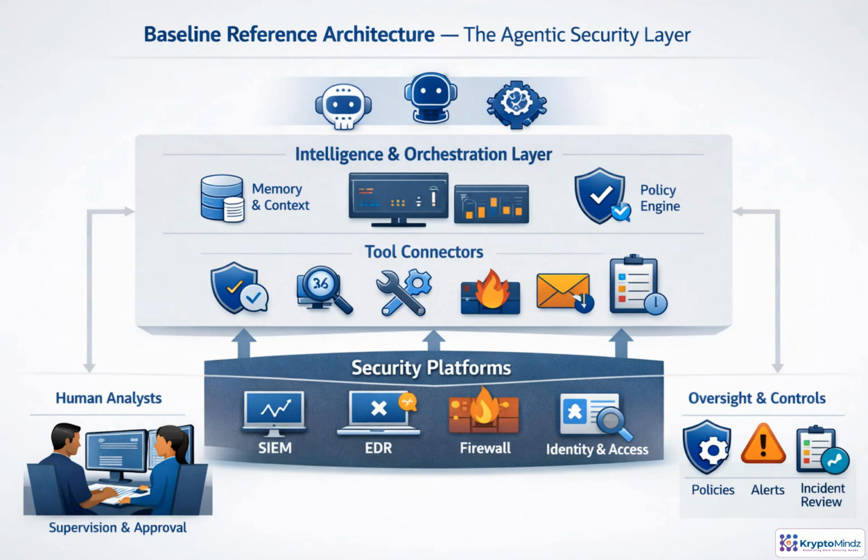Think of the agentic layer as a controlled decision layer, not a replacement for your security stack. SIEM, EDR, identity, firewalls, and ticketing systems remain the systems of record and enforcement. Agents sit above them, pulling context, reasoning over tasks, and using approved connectors to act. Policy engines, memory, audit logs, and human approvals constrain those actions. The goal is faster coordination with clear accountability, observable decisions, least privileged tool use, rollback paths, and review for high-risk cases.